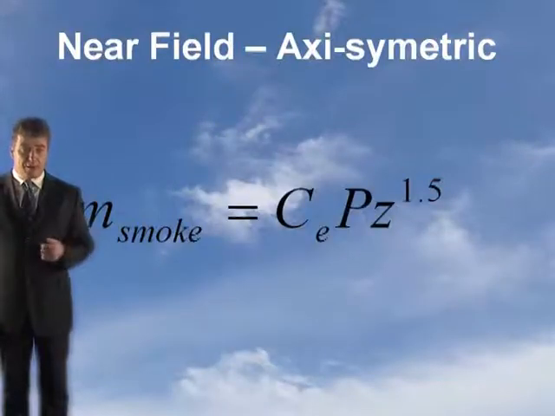Well, in this case, 5 times the longest dimension of the source, which is 4.5 metres, is 22.5, and the clear layer height is only 8.5 metres. Clearly, this is a near field model. And this is the model we're going to have to apply to determine the mass flow rate of smoke.